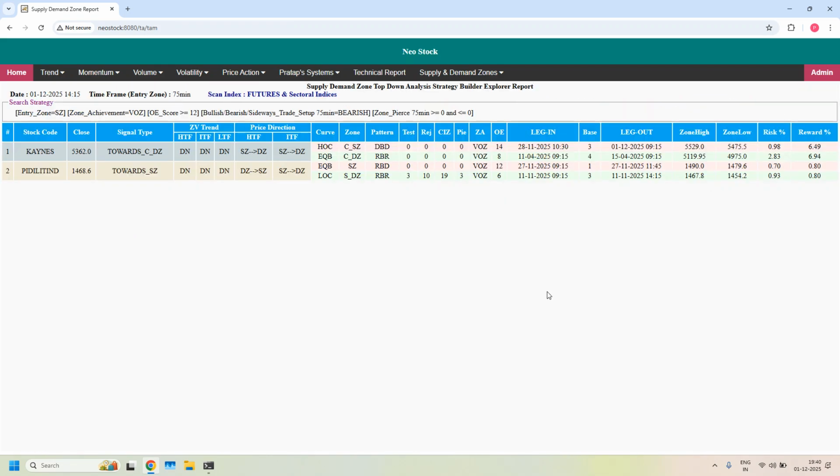With these filters, we got 2 stocks supporting bearish trade setup for weekly income trade, and entry time frame zones are 75 minute supply zones. Out of these 2 75 minute supply zones, any high probability trade setup 75 minute supply zone we should identify. For that I am applying lesson 27 strategies, 2 strategies. So first I am applying the first strategy to generate the report.